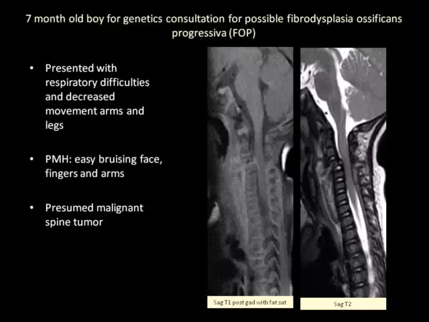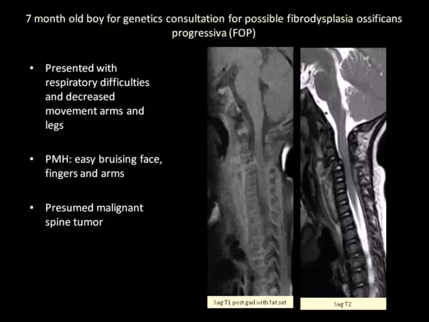Finally, I would like to end with this case. This case really synthesizes some of the injury patterns that we've reviewed. This is a case that came to us recently from a tertiary care center as a consultation to our genetics department to rule out FOP, which is a rare genetic disorder known as fibrodysplasia ossificans progressiva.